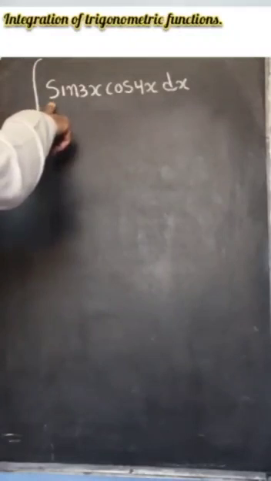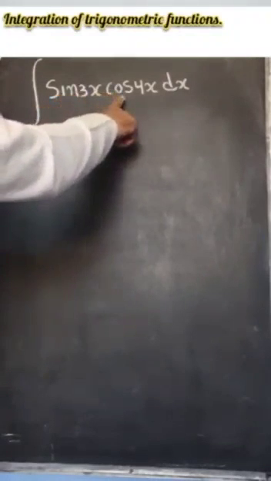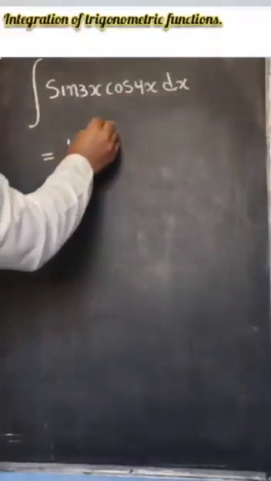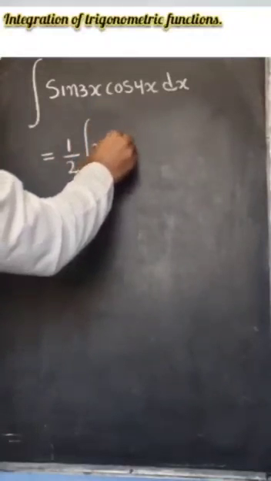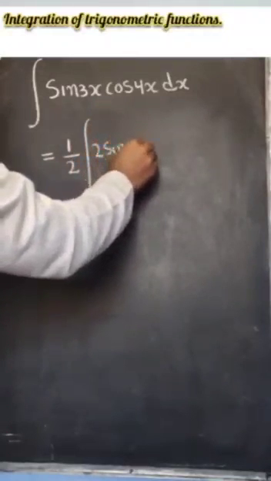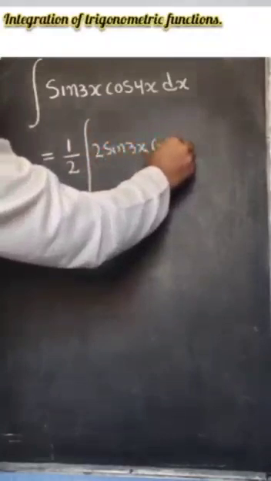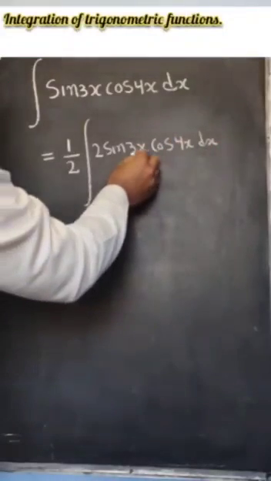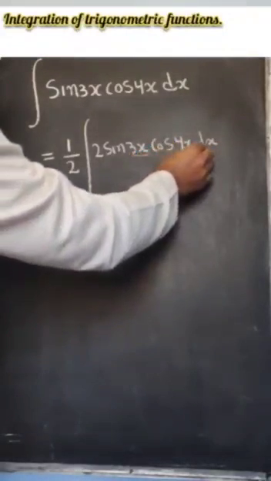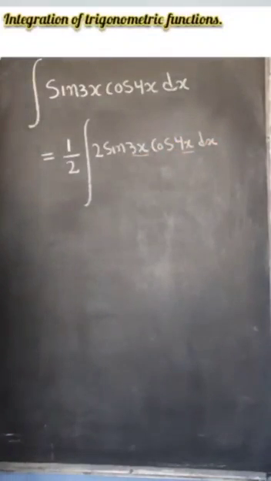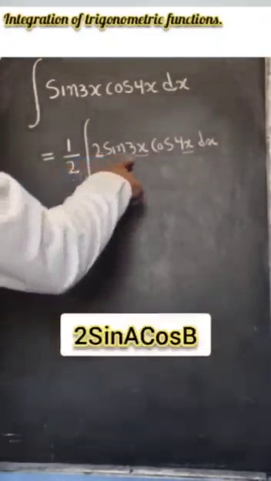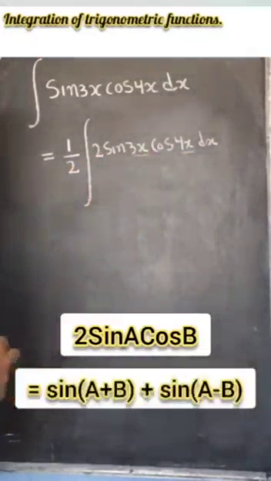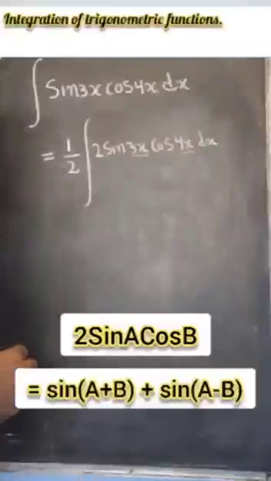Here we have to find integration of sine 3x cosine 4x. Now we can write it as 1 by 2 integral twice sine 3x cosine 4x. If we treat 3x as a and 4x as b, then we can use the formula twice sine a cos b, that is equal to sine a plus b plus sine a minus b.